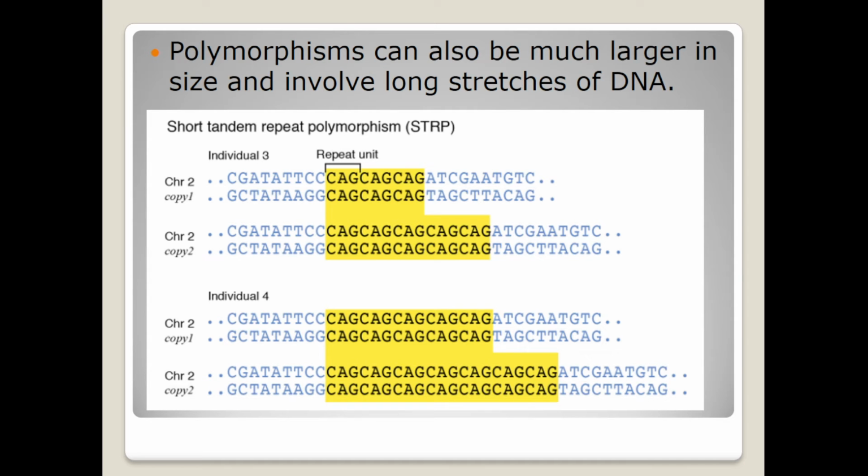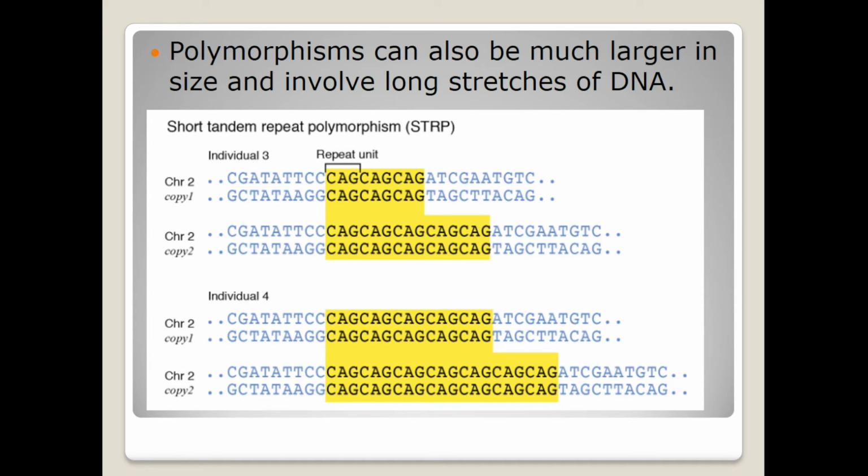In these pictures, you can see again tandem repeat polymorphism, and here you can see bigger differences, and also you can see that one person can have not always the same polymorphism. What does it mean?